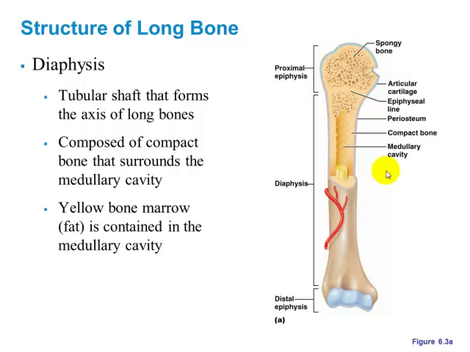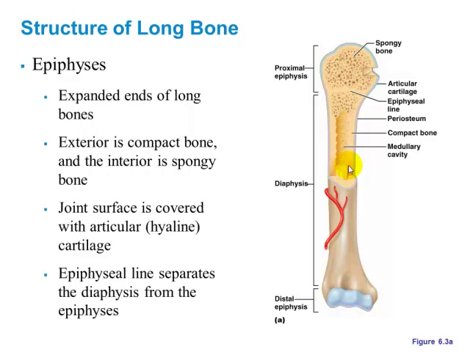Inside the diaphysis of long bones in adults, we do have bone marrow, but this is called yellow bone marrow. Yellow bone marrow is predominantly fat. Okay, that is not the hematopoietic bone marrow. The hematopoietic red bone marrow would be found up here in what's called the epiphysis, plural epiphyses.